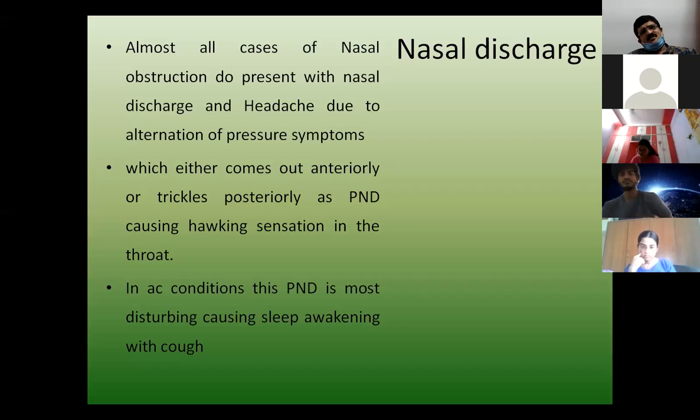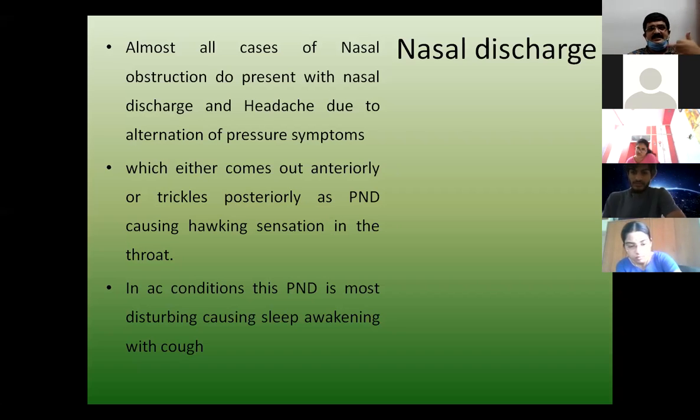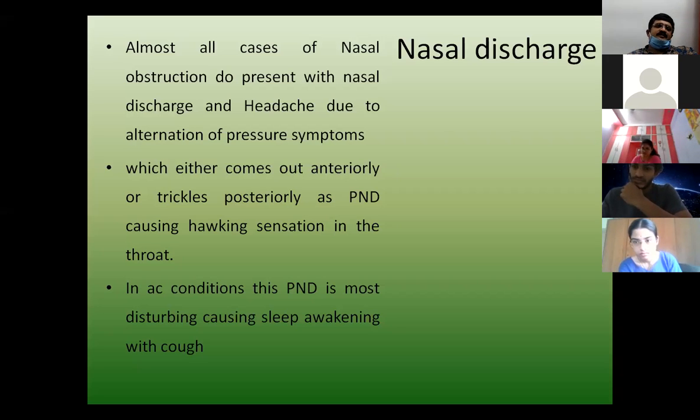Sometimes the discharge can come out through the anterior nares. This is the most common characteristic of vasomotor rhinitis and allergic rhinitis. Rarely in patients of sinusitis does the discharge come out. Mostly in patients of allergic sinusitis, this discharge trickles back behind your nasopharynx and into your oropharynx, where you call it a postnasal discharge or a postnasal drip.